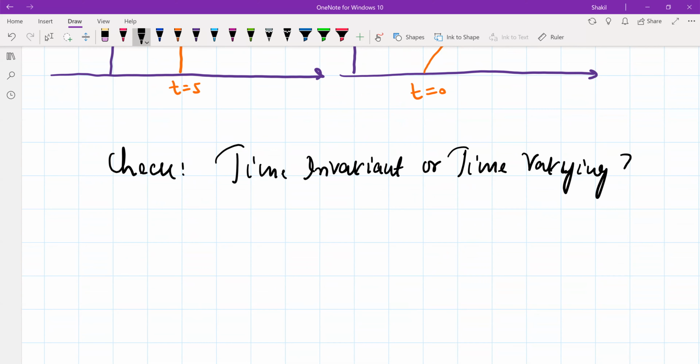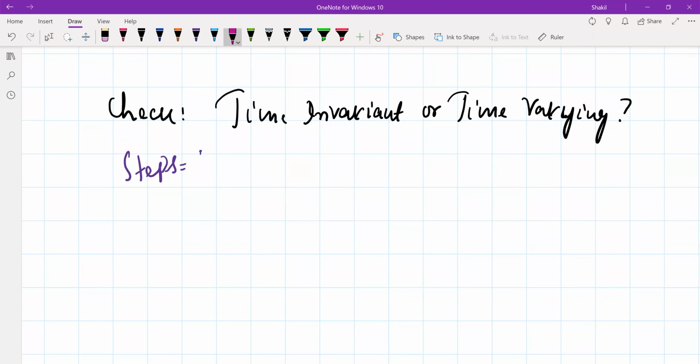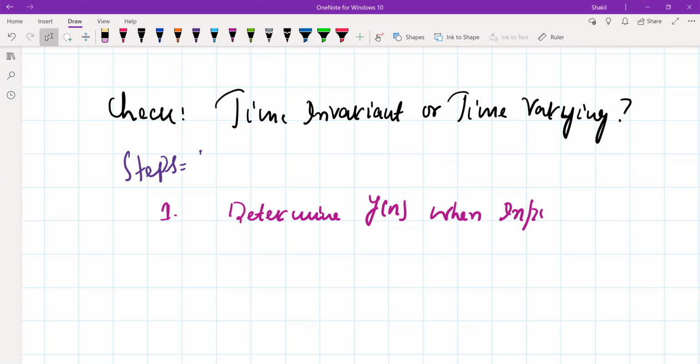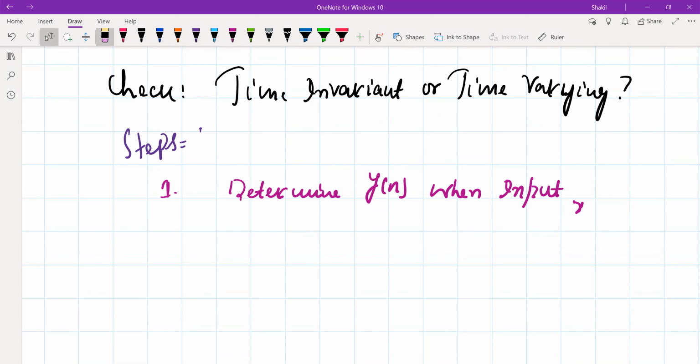So how do we do that? For this, we have 4 steps to check whether the system is time varying or time shift invariant. The first step is to determine y of n, that's the output when the input is x of n. And mostly this will be given, the input output relationship will be given.